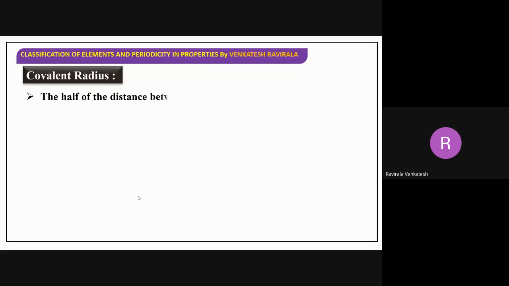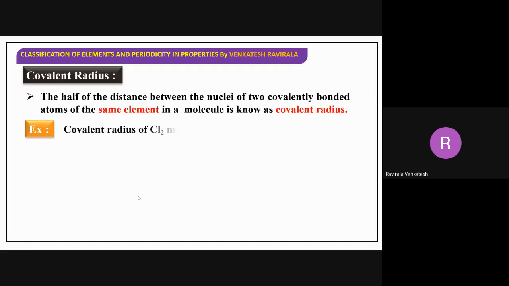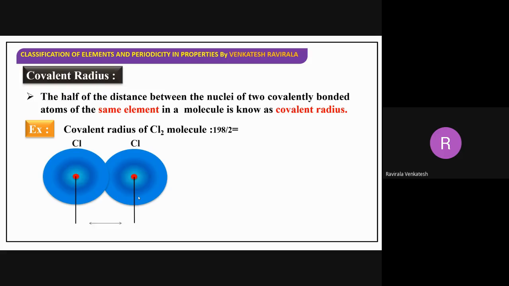First one, covalent radius. What is covalent radius? First of all, we'll see the diagram, and after that the definition. Now here, how many chlorine atoms are there in the Cl2 molecule? Two, sir. Okay. Now when they bond, they overlap like this, because chlorine and chlorine form a bond. First chlorine, second chlorine, they bond like this.